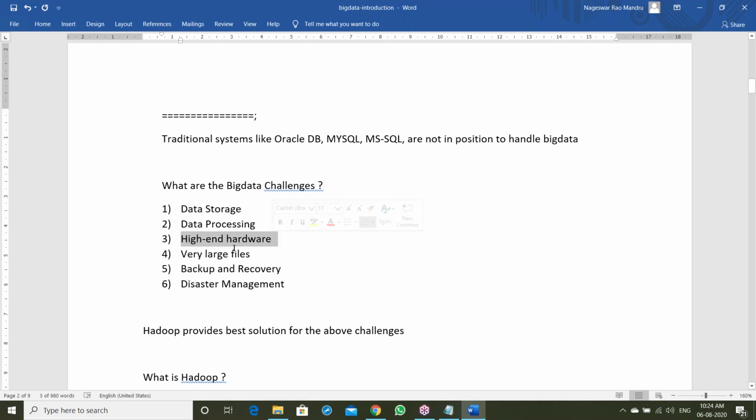Let us go for the next. So these two topics were finished already. Now today we should discuss these topics: high-end hardware, very large files, backup and recovery, disaster management. These are the big data challenges. Apart from that, other challenges are there, which we'll see next year. Now, high-end hardware. What is this?